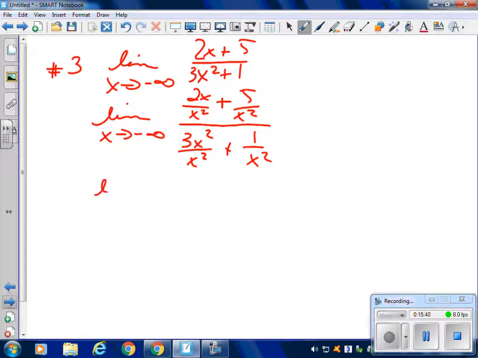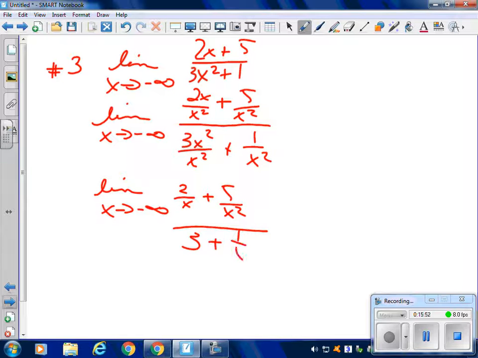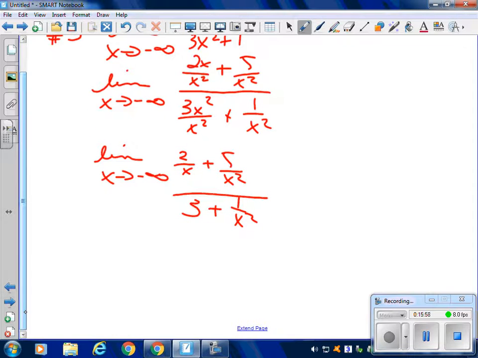So now my limit as x approaches negative infinity is going to be 2 over x plus 5 over x squared, over 3 plus 1 over x squared, because I had to reduce all my powers down. So now we write the limit on each one so that we can show the rule.